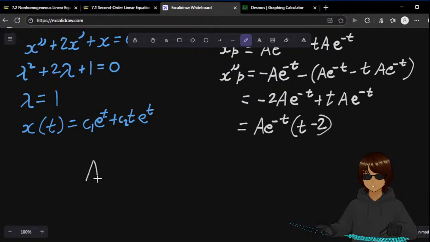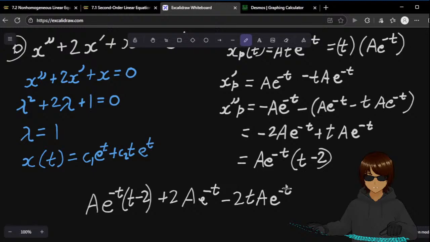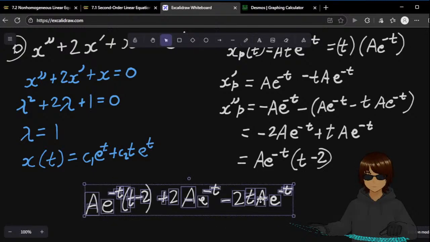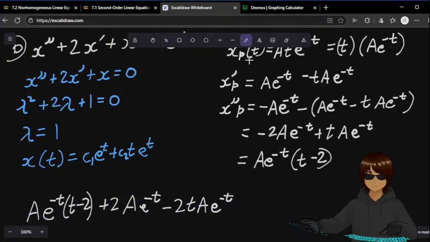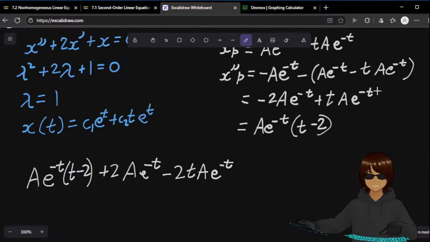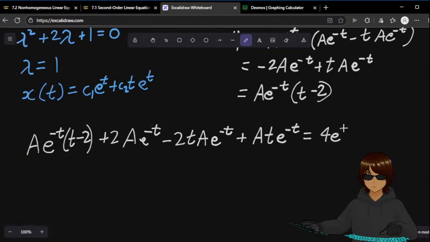So substituting that in, minus t, 2, and then we have 2 times this, so plus 2 times e to the power of minus t minus 2t a e to the minus t, plus a t, which is 4e to the power of minus t.